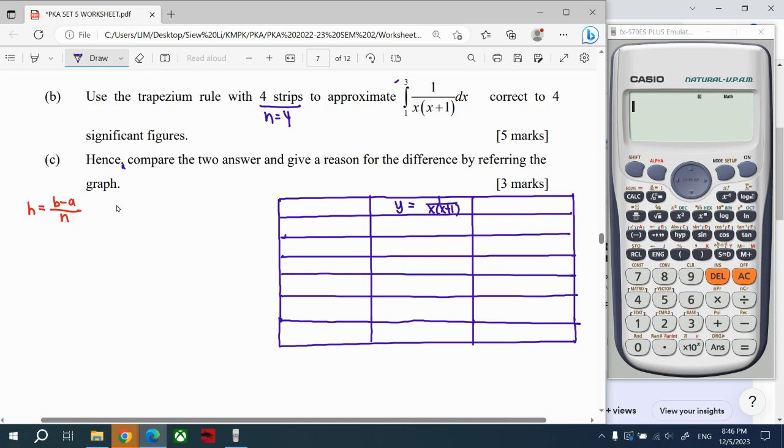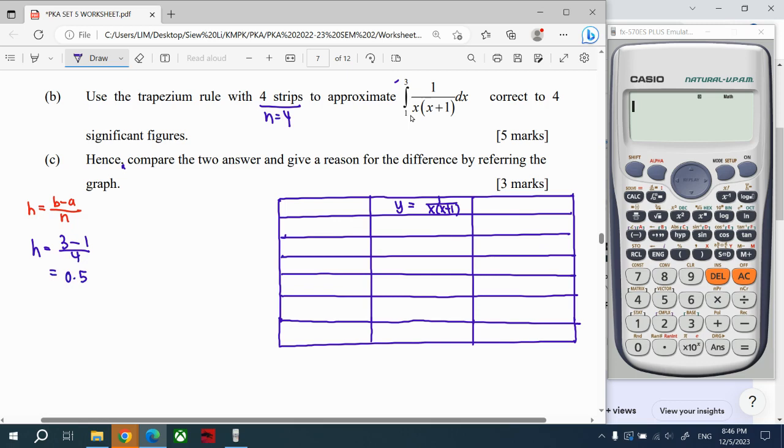So our first step, we're going to find the h. For h, we're going to take b minus a over n. B is the upper limit, 3. A is the lower limit, which is 1. Then n is the number of strips of trapezium, which is 4. So our height here will be 0.5.